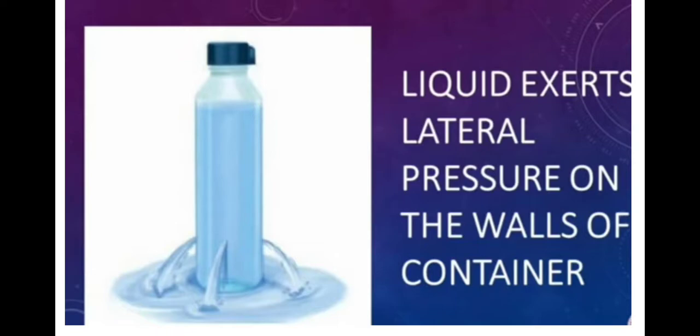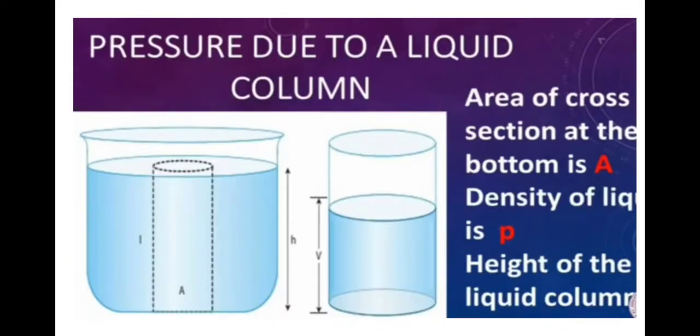Next, we will see the factors determining liquid pressure. Pressure exerted by a liquid at a point is determined by depth, denoted as h; density of the liquid, denoted as rho; and acceleration due to gravity, denoted as g. Now, pressure due to a liquid column.